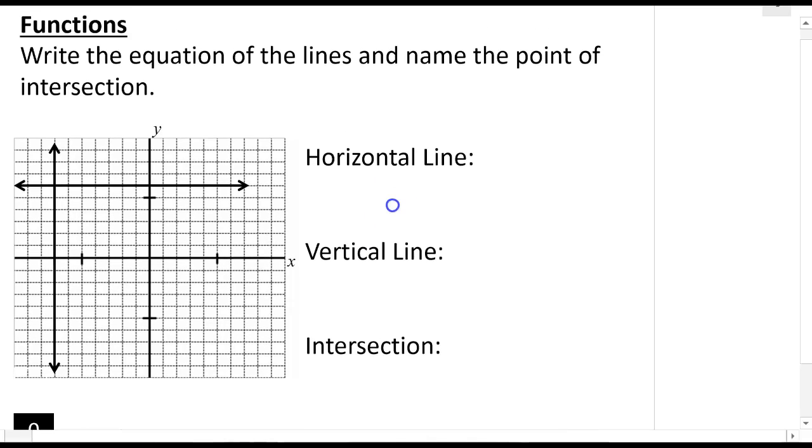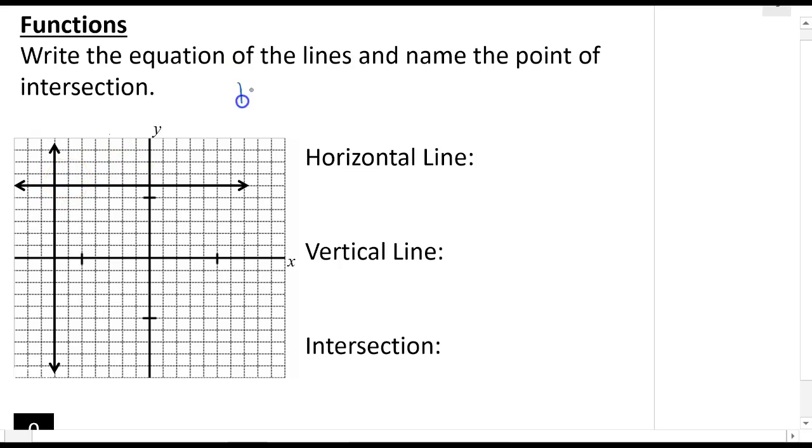Now, write the equation of the lines and name the point of intersection. Now in the test, if you guys remember, you weren't given a line, so you had to come up with your own. Okay, so let's say I just randomly made, well, actually let's first answer the question. So let's come up with the equations of both these lines.